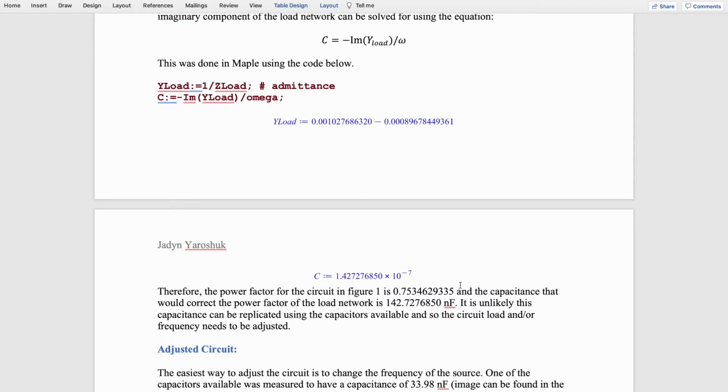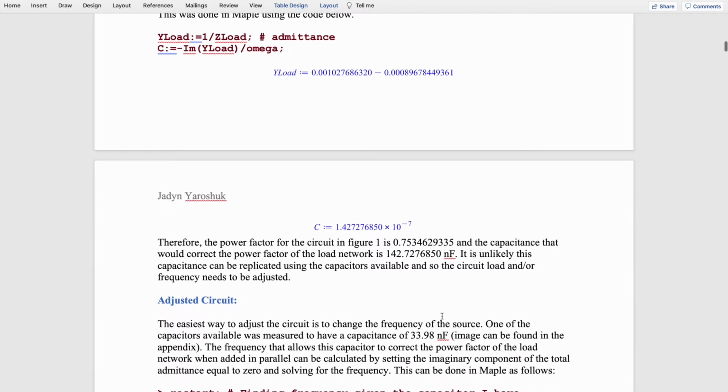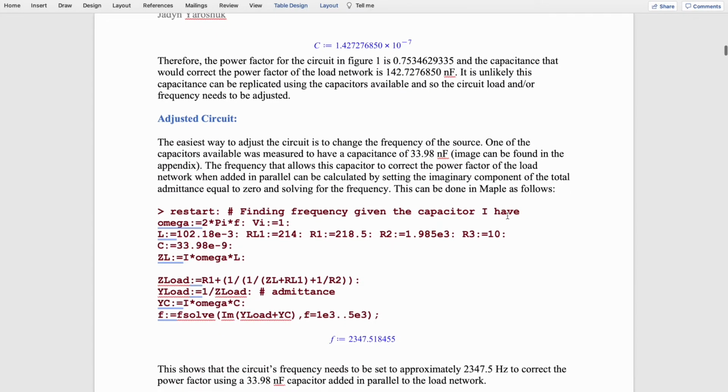And so the resulting capacitance would be 143 nanofarads roughly, but it's unlikely that I can replicate this with the capacitors I have available and adding them in parallel. And so the circuit must be adjusted. So I chose to adjust the frequency for simplicity, as I don't need to measure any more components or reassemble my circuit. And to find out what frequency to adjust it to, I just took a capacitor that I had, measured it, and used that as the capacitor that I will be using.